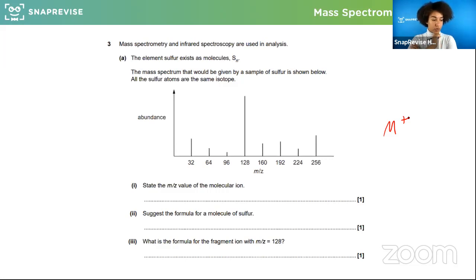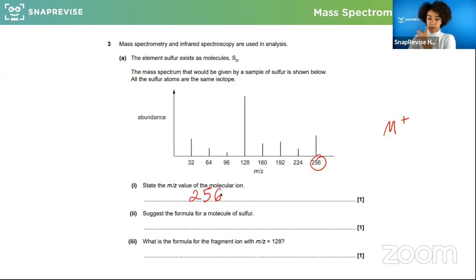Yeah, we've got a few correct ones. Yes, it's got to be the one with the largest mass to charge ratio because, of course, that's the one that hasn't been fragmented. So it's got to be the whole molecule. So the answer to that one is 256.